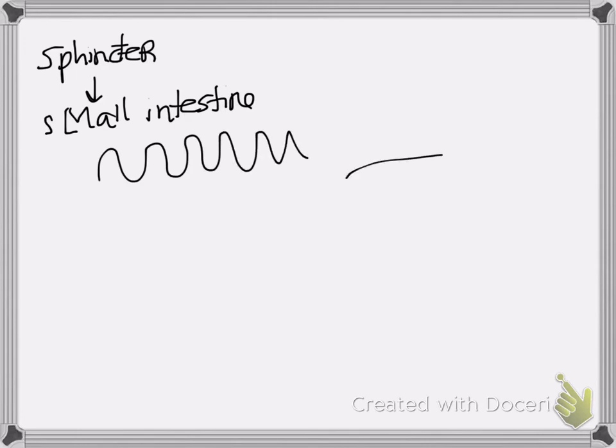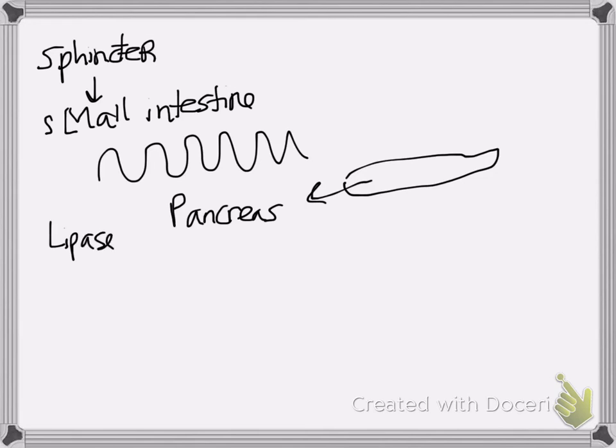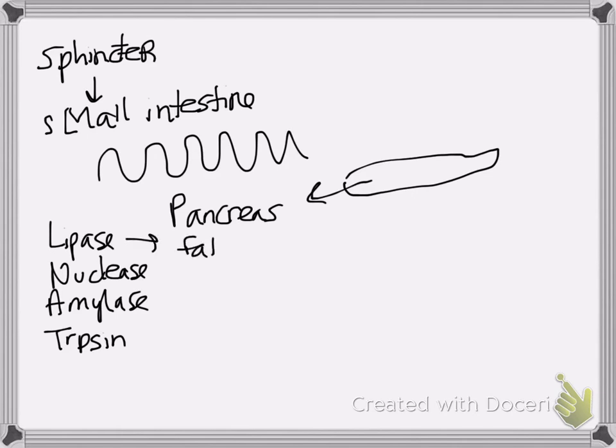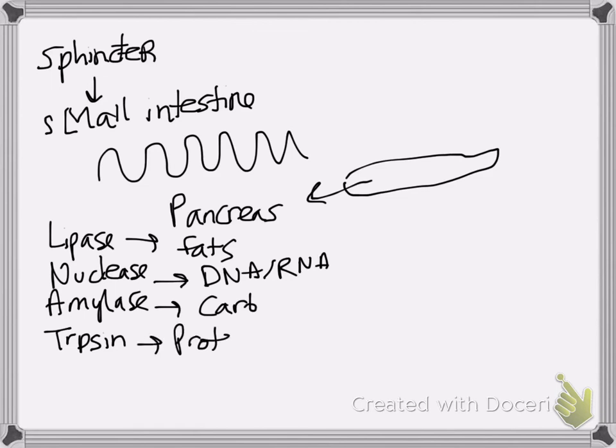You're going to get help from the pancreas. The pancreas is going to secrete 4 important enzymes: lipase, nuclease, amylase, and trypsin. Lipase is going to digest fats. Nuclease is going to digest DNA and RNA. Amylase is going to digest carbohydrates. Trypsin is going to digest proteins.